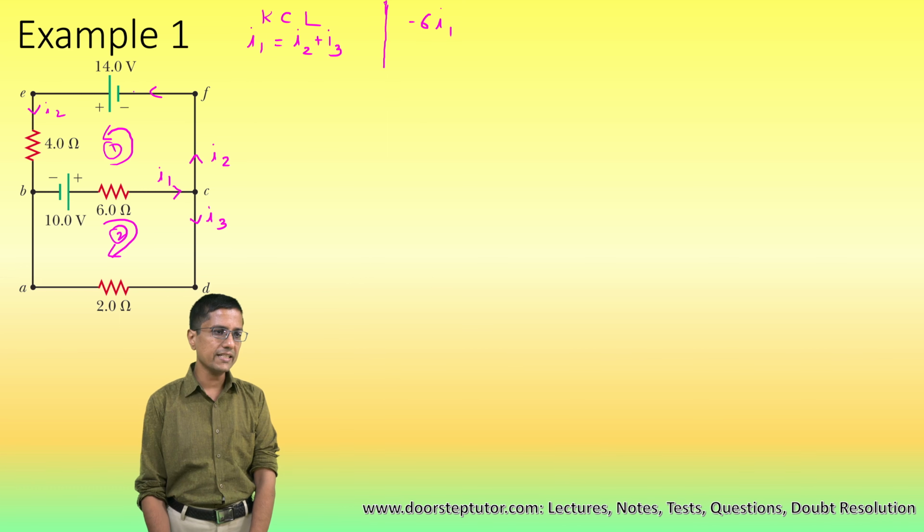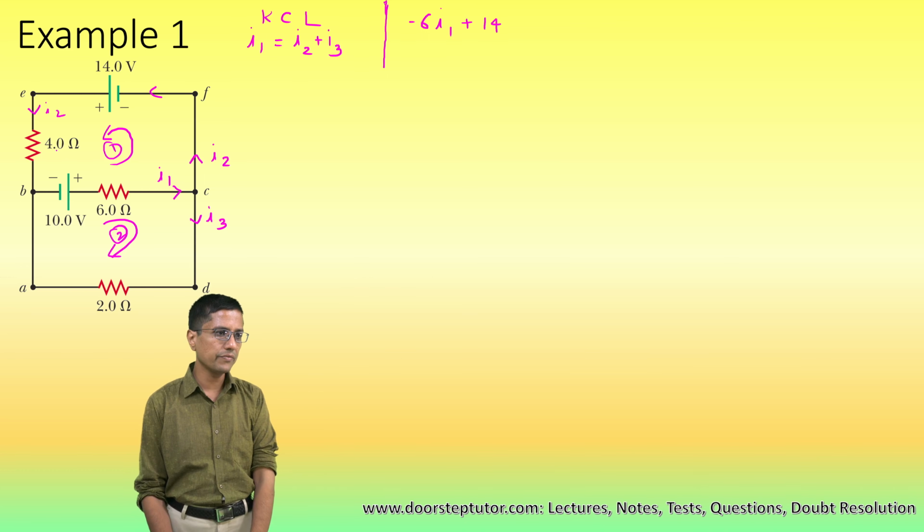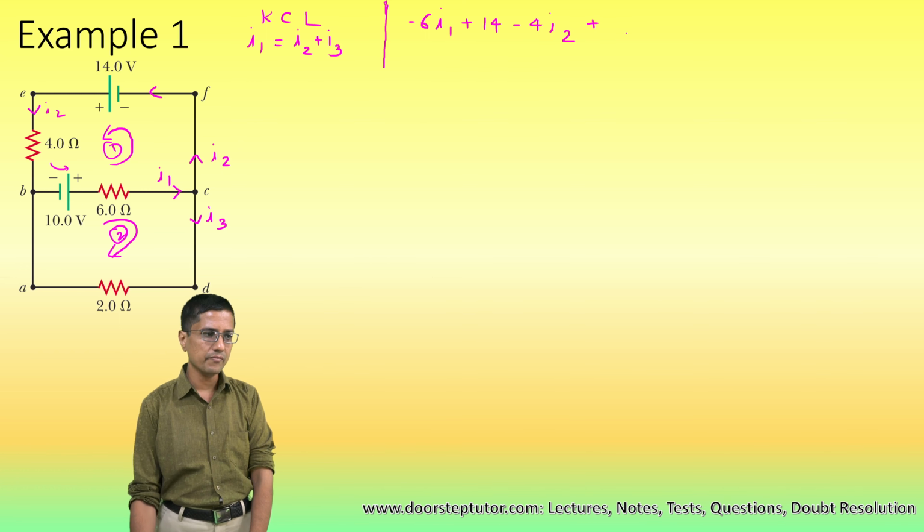The next thing that we encounter is this battery. We are going from minus to plus, which is a voltage gain, so we write plus 14. Then of course we traverse the 4 ohm resistance in the direction of current, so we write minus 4 I2. And then again we encounter this battery. Again we go from negative to positive terminal, and this becomes plus 10, and this is equal to 0.